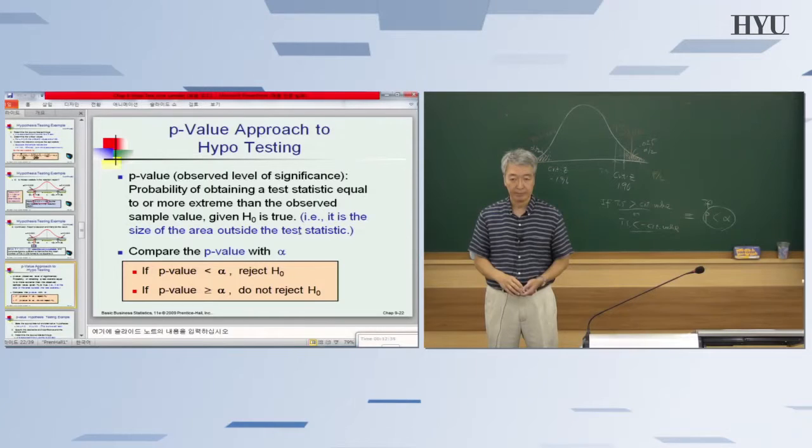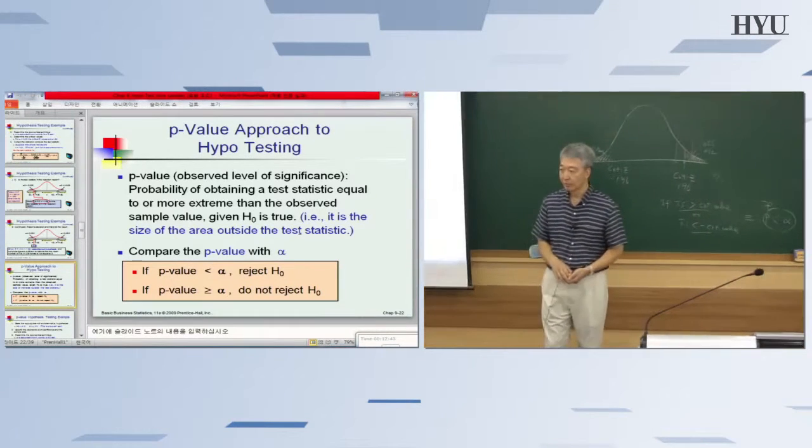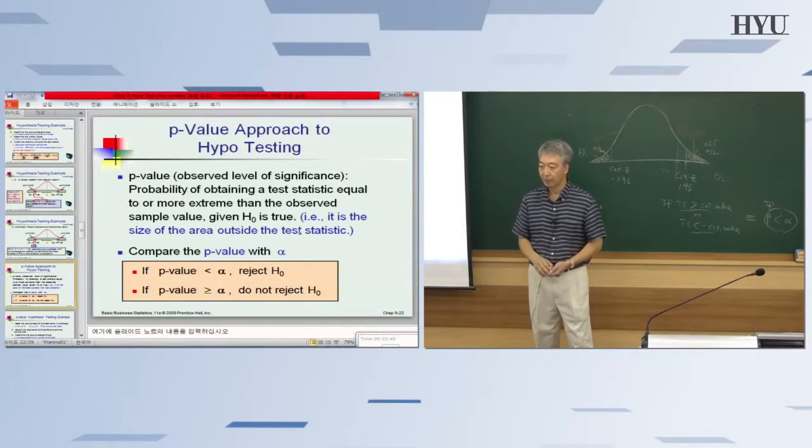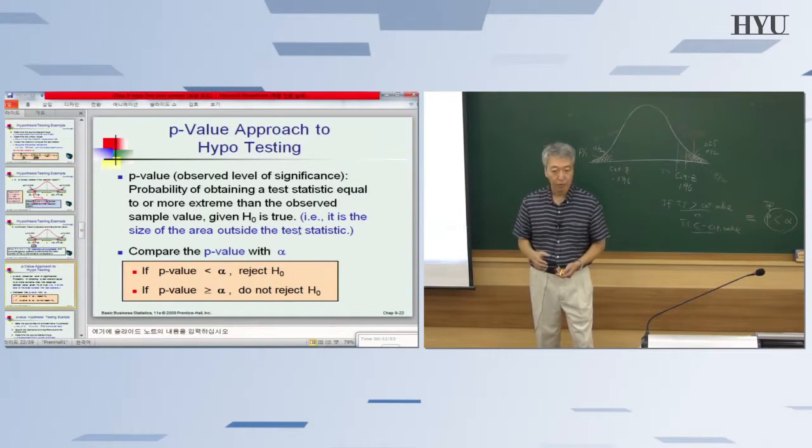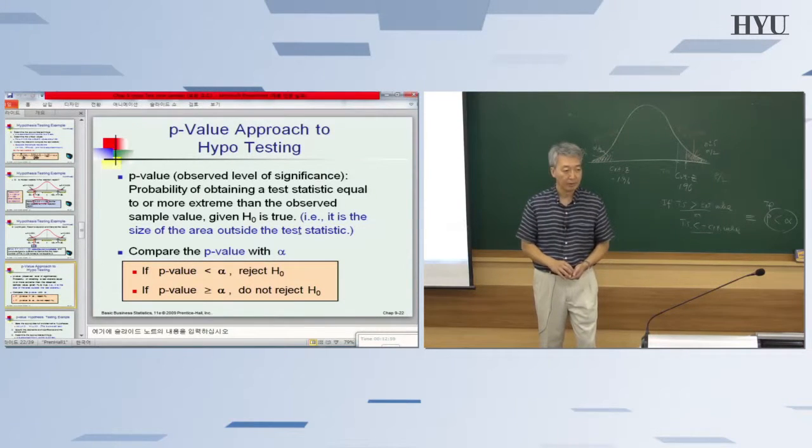Who decides alpha? Yourself. That's right. The researcher himself or herself sets the alpha level. In other words, you decide what level of risk you're willing to accept for type 1 error. Again, why do you have to accept the level of risk of type 1 error?